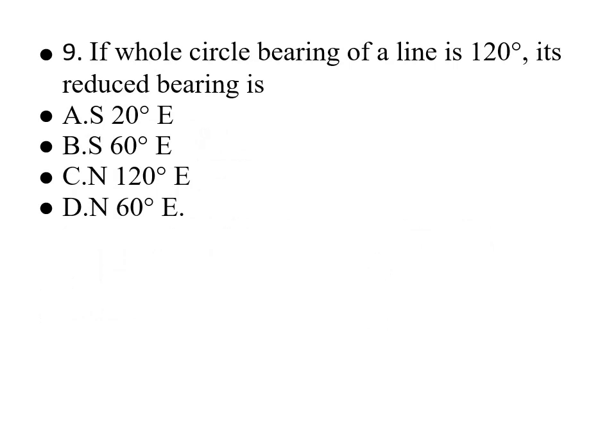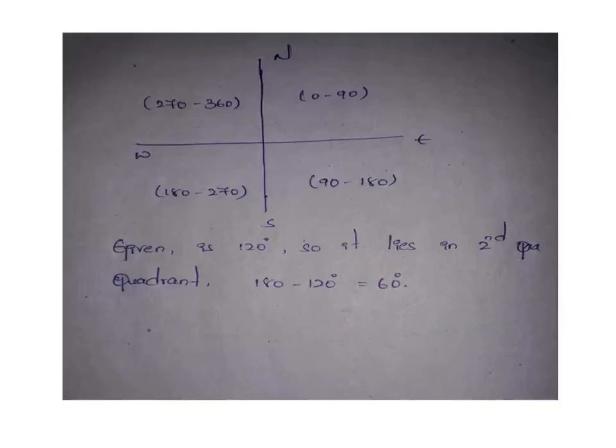In 9th question, if whole circle bearing of a line is 120 degree, its reduced bearing is. Here is the solution. The given whole circle bearing is 120 so that it lies in the second quadrant. So 180 minus 120 is 60. It directs towards the east from the south. So the option B is the correct answer.